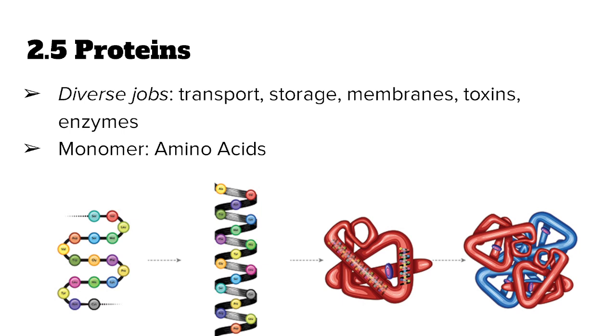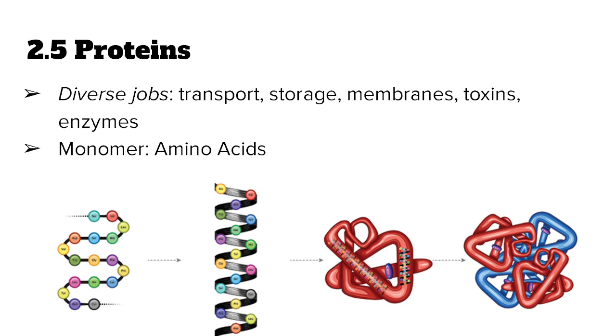So proteins, the last macromolecule that we're going to talk about, are organic compounds made of amino acids, which are the monomers of proteins. So our monomer is amino acids. A protein can have up to 4 levels of structure. I've got a model of each of those here. We have a primary structure, a secondary, a tertiary, that means third, and quaternary, which is fourth.